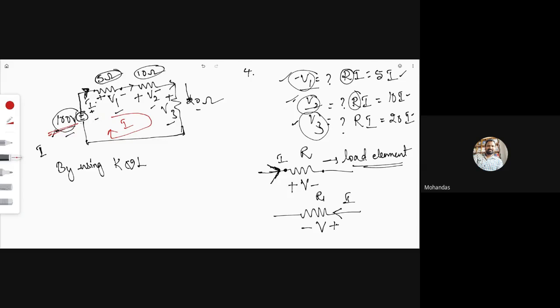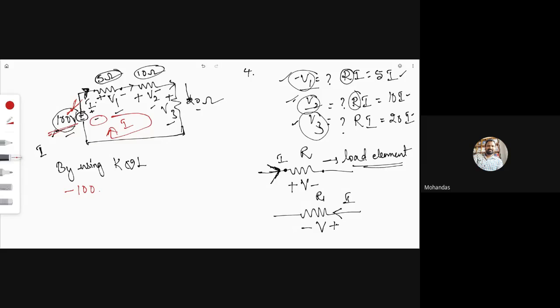Now I am writing all. What is the KVL here? Algebraic sum of all voltages around any closed loop is equal to 0. How many voltages are there in this? 4 voltages are there. So current is entering initially at the negative polarity of this source, so I should give minus 100 volts. V is for voltage only, so don't write V again.